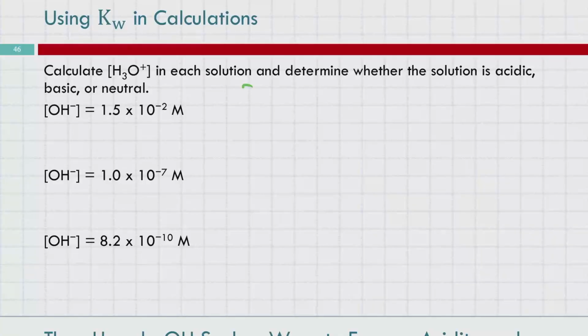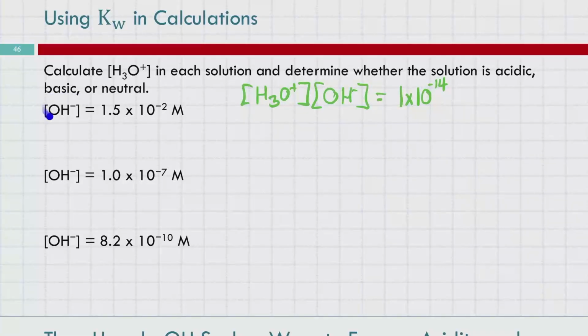To do these, we need our equation: H3O+ times OH- equals Kw, and Kw is 1 times 10 to the minus 14. This is only true at 25 degrees Celsius. We're just going to always assume that we're at 25 degrees Celsius because it's a nice little room temperature number.